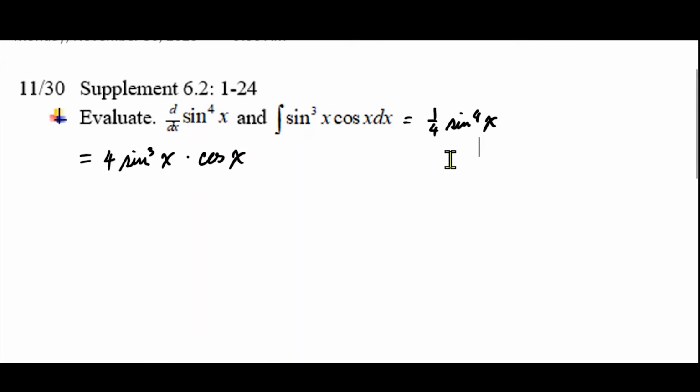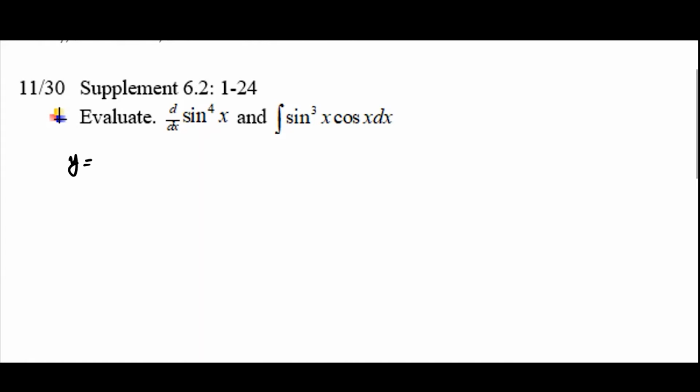Let's check. If you take a derivative of this, that 4 cancels this and then it becomes cubed, and then chain rule, cosine, kind of like this, right? Okay, now, things are not always that obvious or easy, so I'd like to give you a more systematic approach to this, okay? And that technique is called integration by substitution. But before we do that, let's review how we learned about the chain rule, okay?